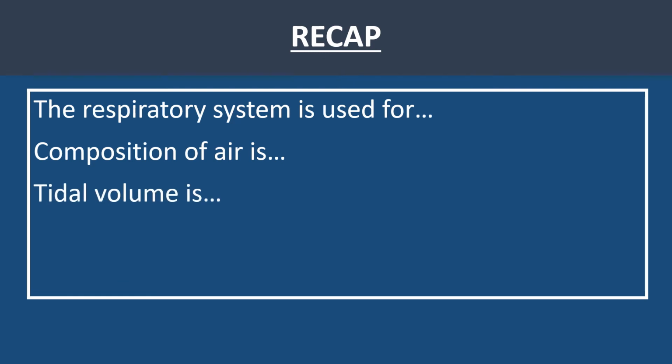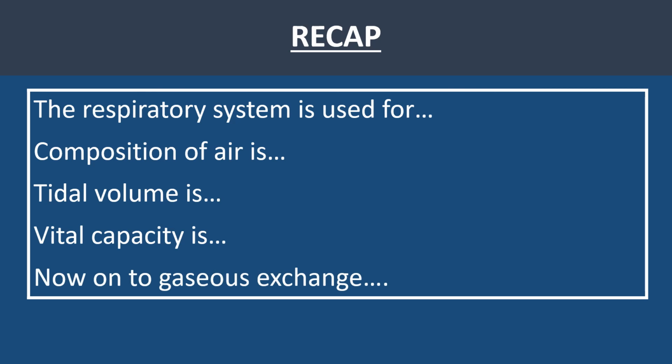Tidal volume is the rate that we breathe as we are breathing normally. Vital capacity is the maximum amount of oxygen, or the maximum amount of breath, that we can take in one breath. Now we're going to move on to looking at what gaseous exchange is and how our breathing rate changes depending on which activity we will be doing.